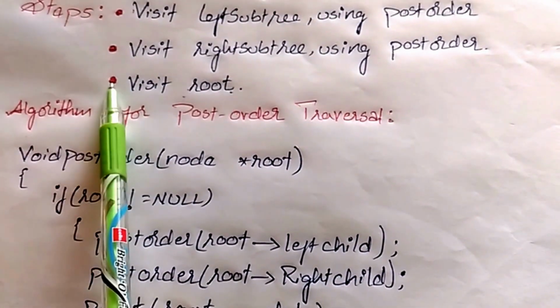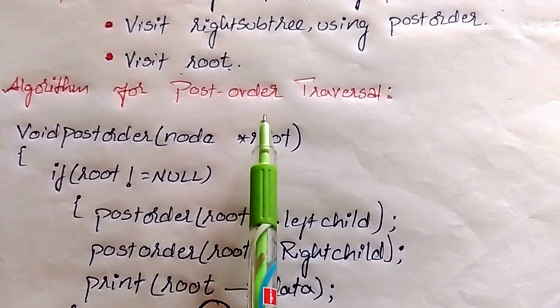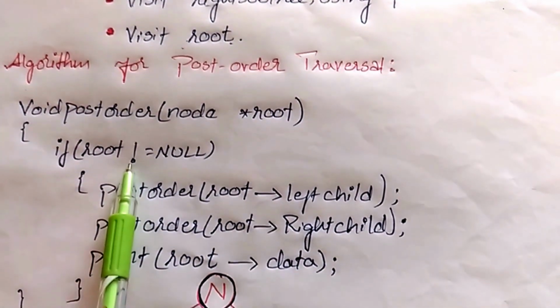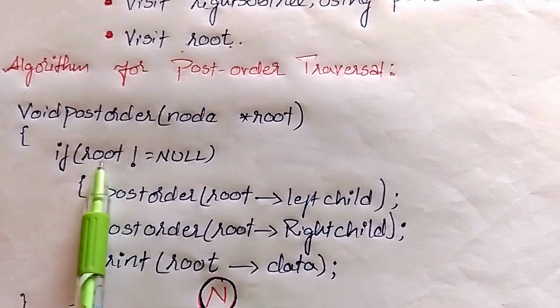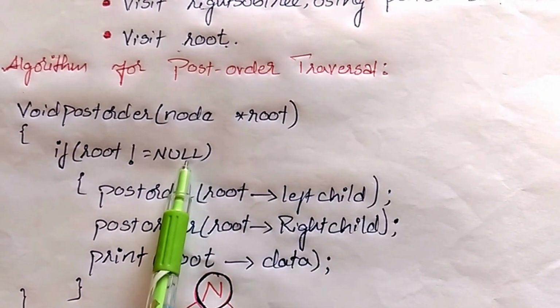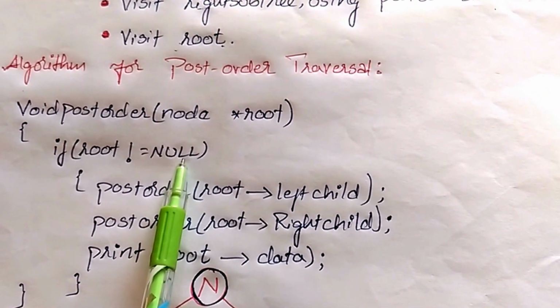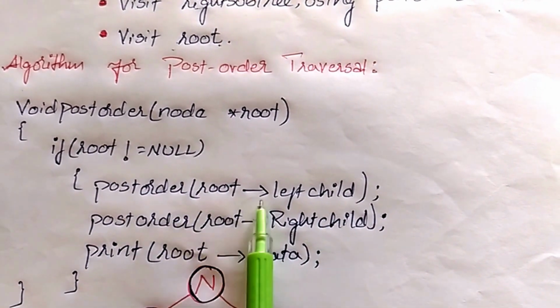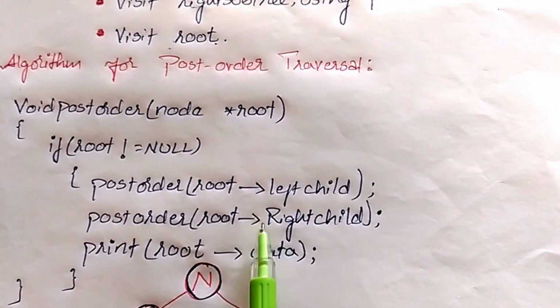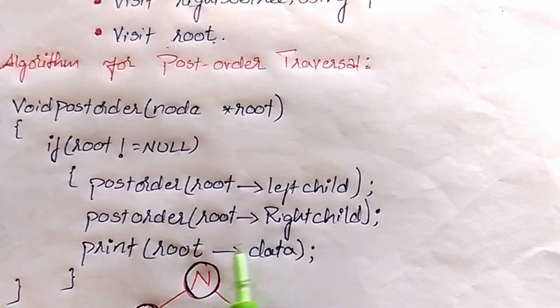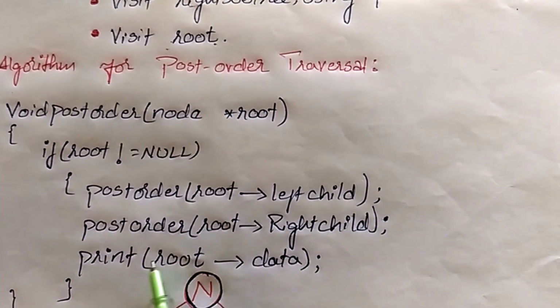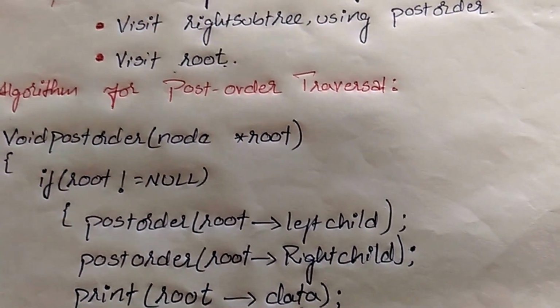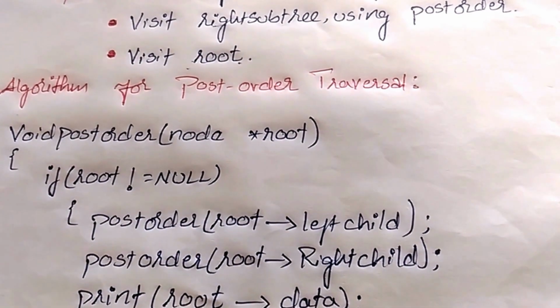These are the steps to be followed, and when it comes to the example, first we need to check whether the root node is null or not. If the root node is not null, then only it is possible for us to traverse in the post-order technique. Since the root is not null, we can visit the left child, and after the left child, right child is visited. At the last, the root data is printed. Since the root data is printed at the last, it is called a post-order traversal technique.